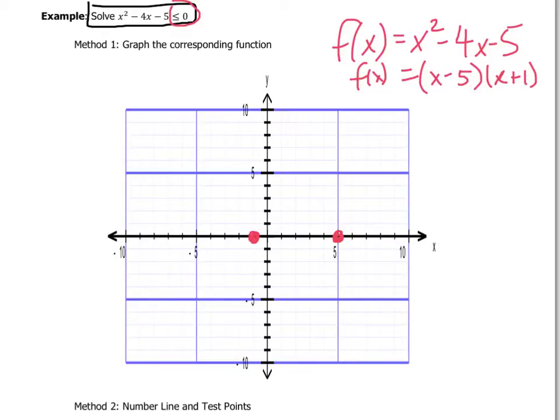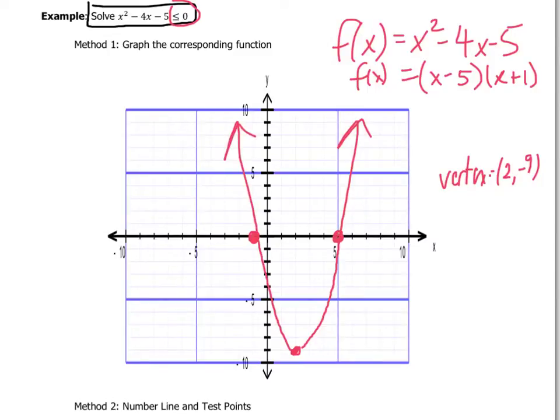The vertex will be halfway between there, so the vertex is going to be at 2, comma, and I'll plug 2 back in: 4 minus 8 minus 5. 4 minus 8 is negative 4, minus 5 is negative 9. There's the vertex, at negative 9, and so roughly there is my quadratic.